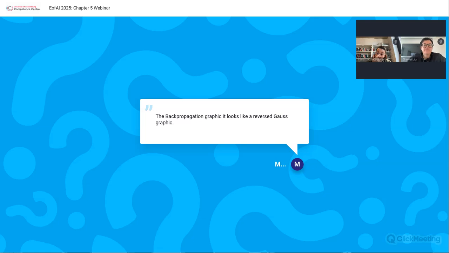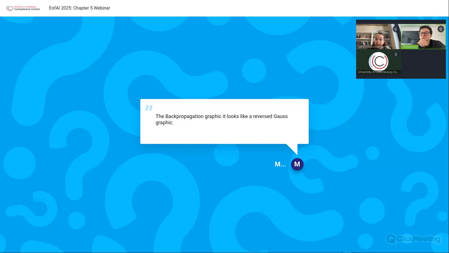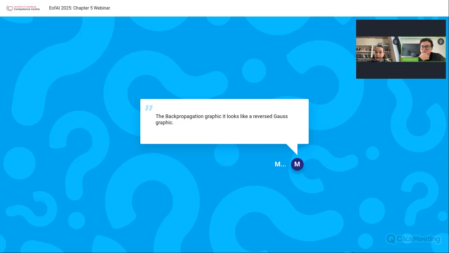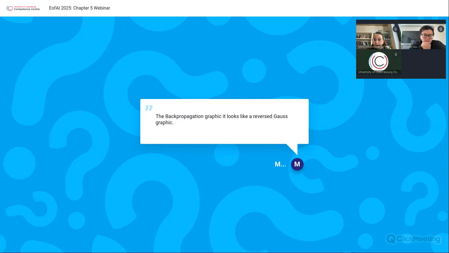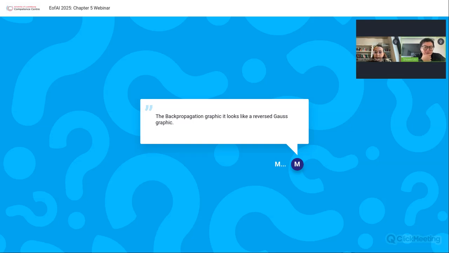Reversed Gaussian graphic. The remark, maybe it might be interesting. I'm not very familiar with the reversed Gaussian graphic. For me, it's something like feedback learning in control engineering. You calculate the residual value between your model output and your label, and then you get some error signal, then you update your weights to reduce the error signal.